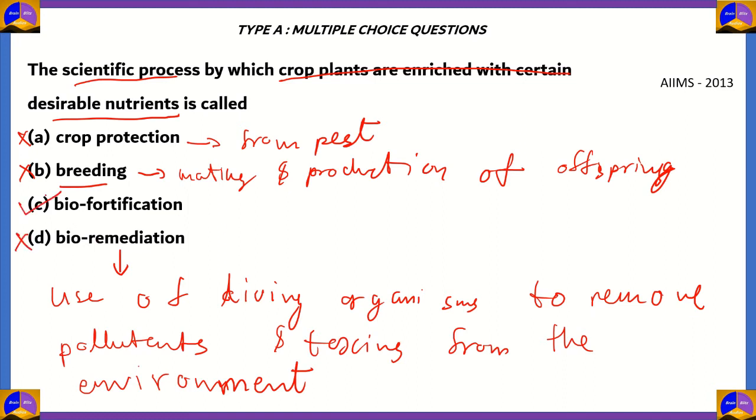The right answer is option C, biofortification. So biofortification is the scientific process by which crop plants are enriched with certain desirable nutrients. Like for example, we use Brassica napus to produce hirudin, and golden rice is enriched with vitamin A in order to be used as a supplement. So these are some of the examples of biofortification. Option C is the correct option for this question.